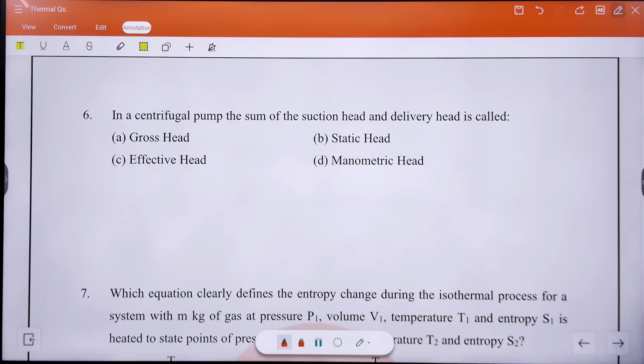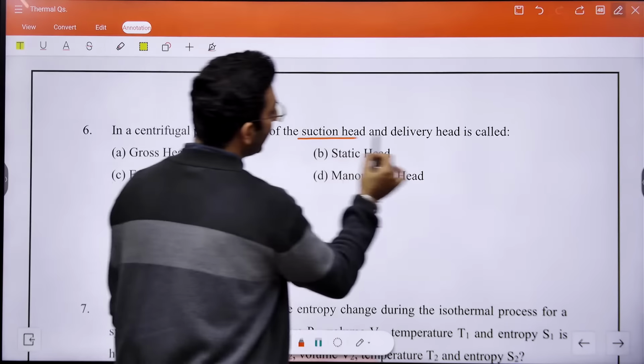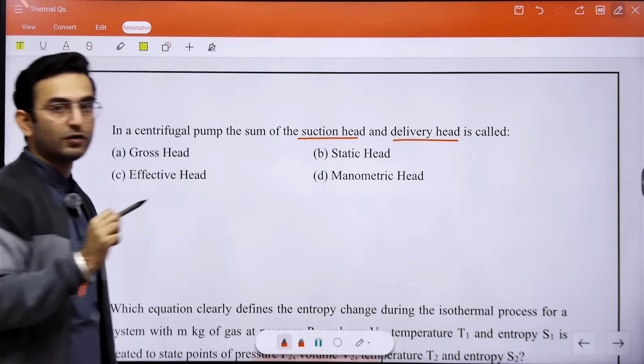In a centrifugal pump, the sum of the suction head and the delivery head is called as. Now, what is the meaning of that?